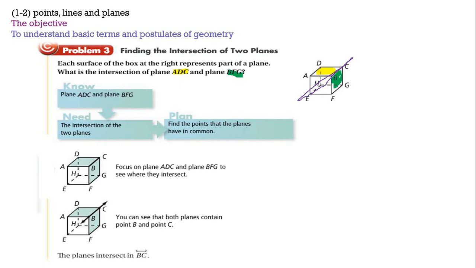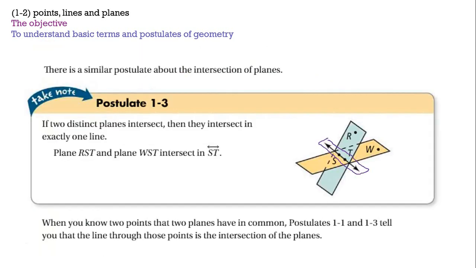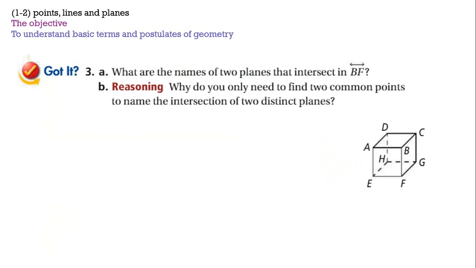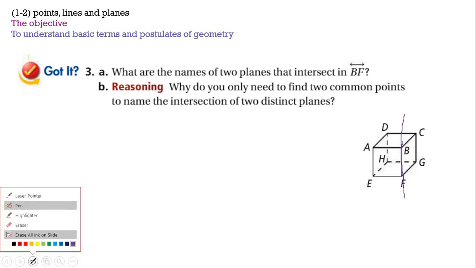Why am I saying they are intersecting in this line? Because according to the postulate that we just said here. That's it. Now, what are the names of two planes that intersect in BF? What is BF? BF here. Now the opposite. They want me to just write the planes that intersect in this line.